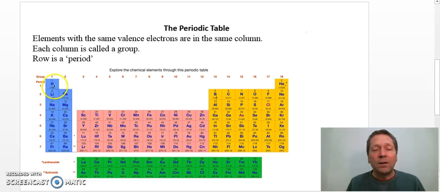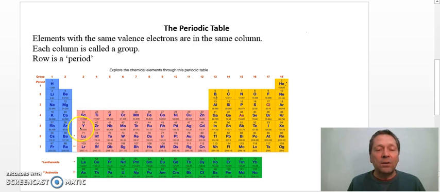Now, in group 1 and group 2, the outside electron, the valence electron, is in the s subshell, so we call this block the s block. Over here, from group 13 to group 18, the outside electron, the valence electron, is in the p subshell, so we call this the p block, except for helium, which isn't. But all these other elements are in the p block.